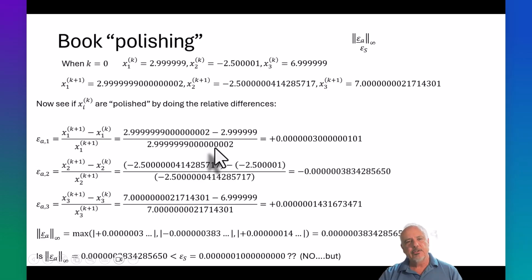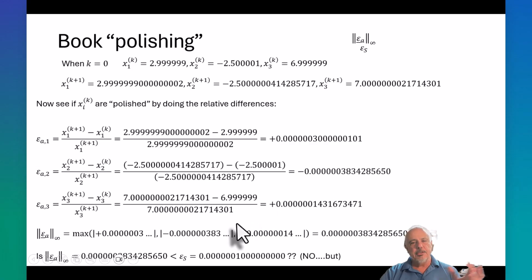I've used the equation from the book, the relative difference between the k iteration and the k plus 1 iteration, and then you divide by the new value for each of these. You do the same thing, and you can see what I have for the epsilon sub a for the 1, the 2, and the 3. And then for the infinity norm, you're actually going to take the maximum, and it turns out this one's going to be the maximum.